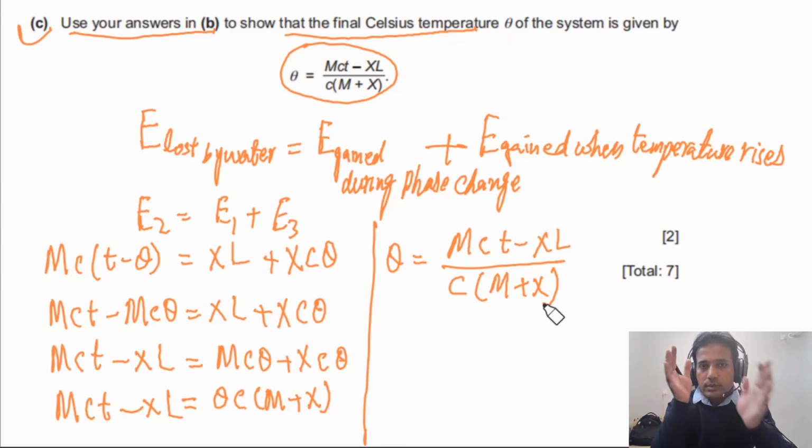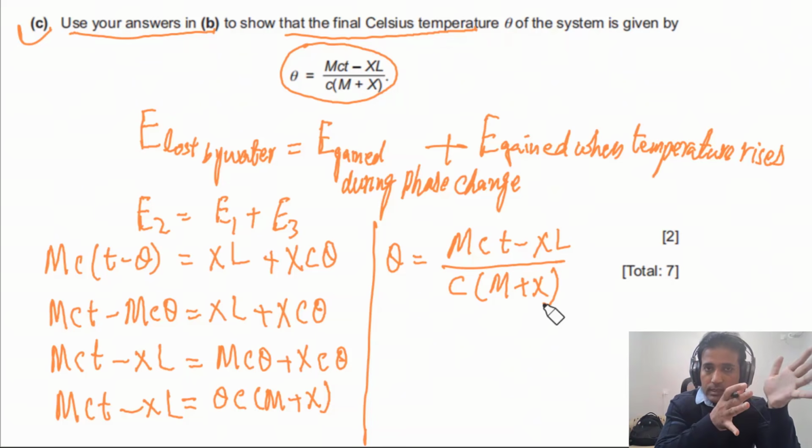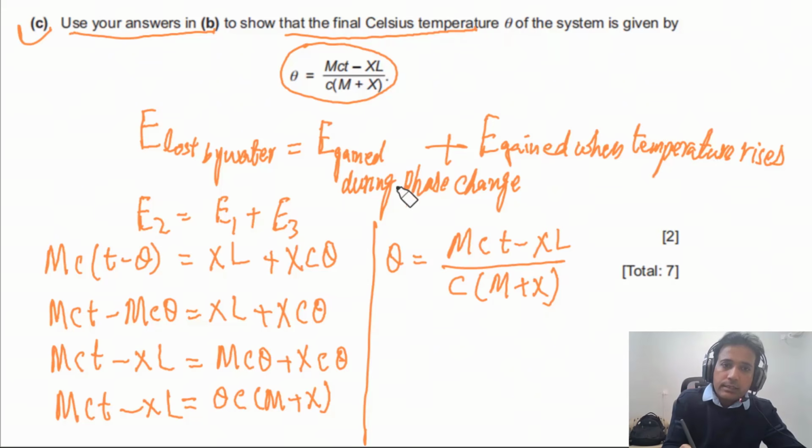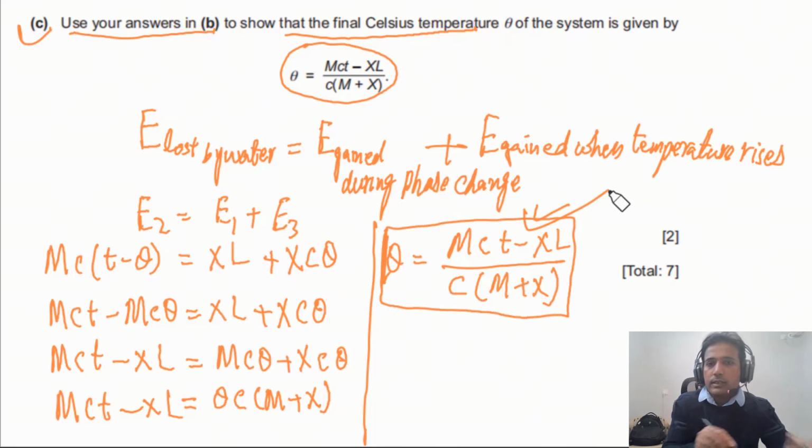So simply you need to understand, you need to take the terms containing theta on one side and the other terms on the other side, then just solve for theta. So this is our final answer, and this is the same as given in the question.